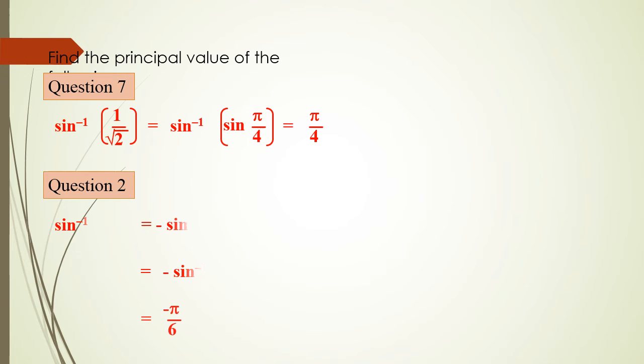Okay, next question, sine inverse of minus 1 by 2. Here sine inverse of minus 1 by 2 can be written as minus sine inverse of 1 by 2. You people know very well the identities of the trigonometric functions. Sine of minus theta can be written as minus sine theta, cos of minus theta can be written as plus cos theta, tan of minus theta can be written as minus tan theta.